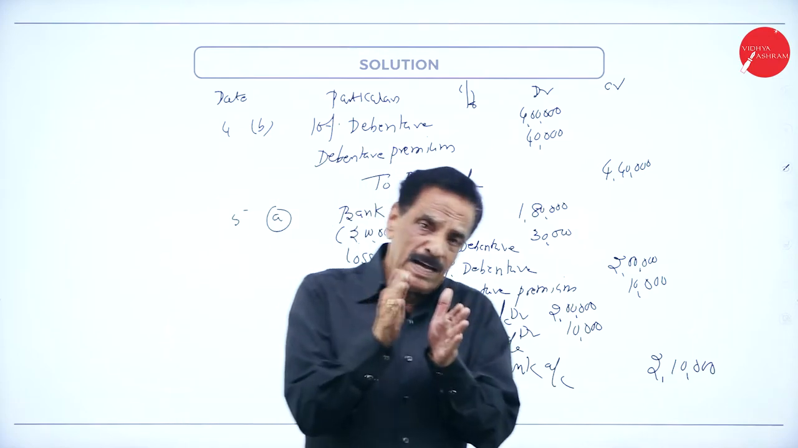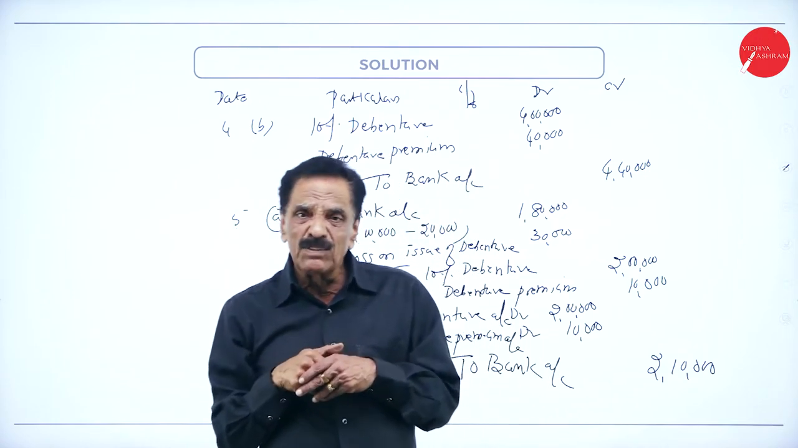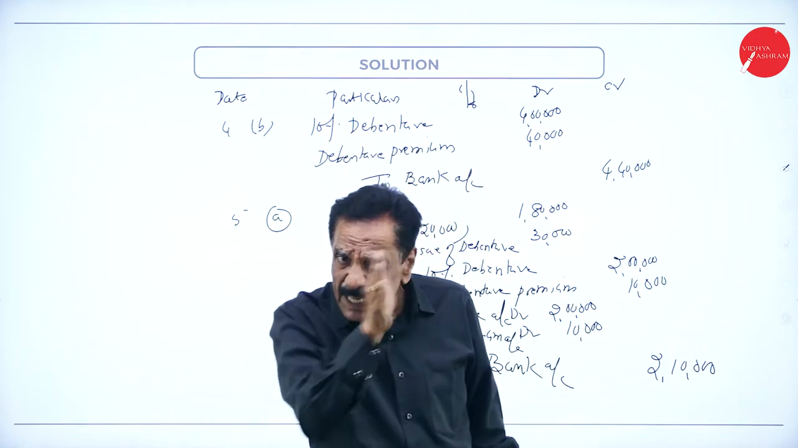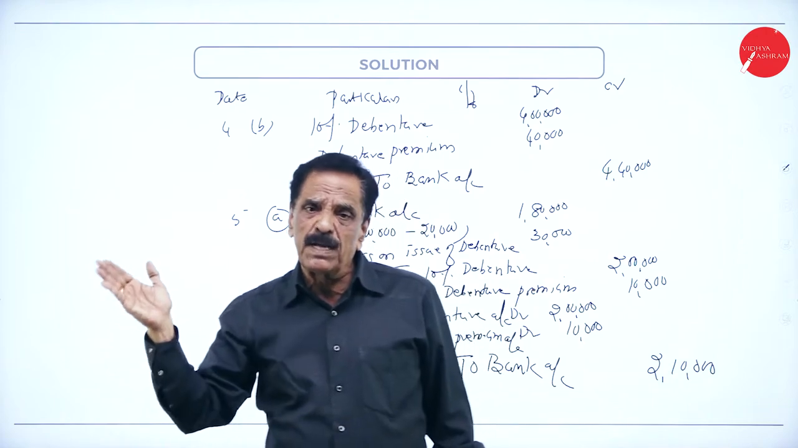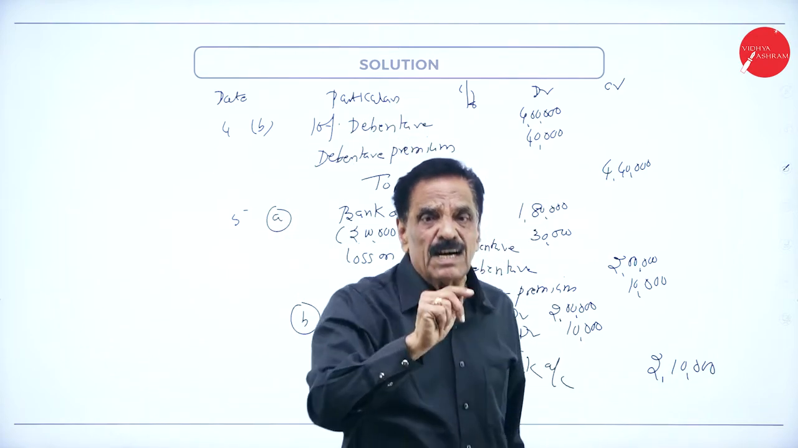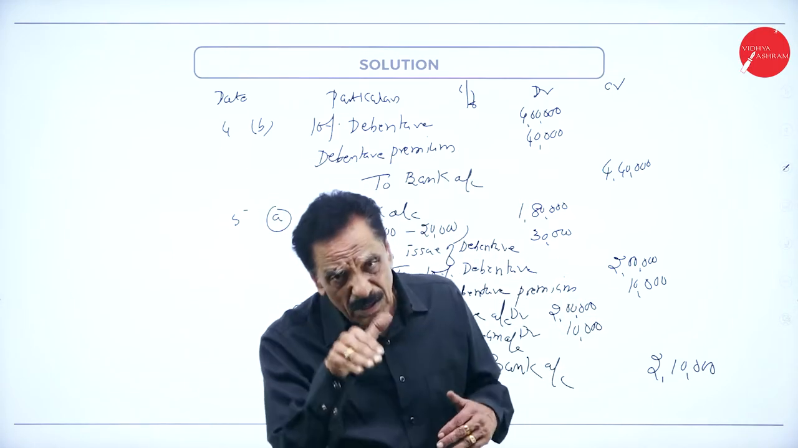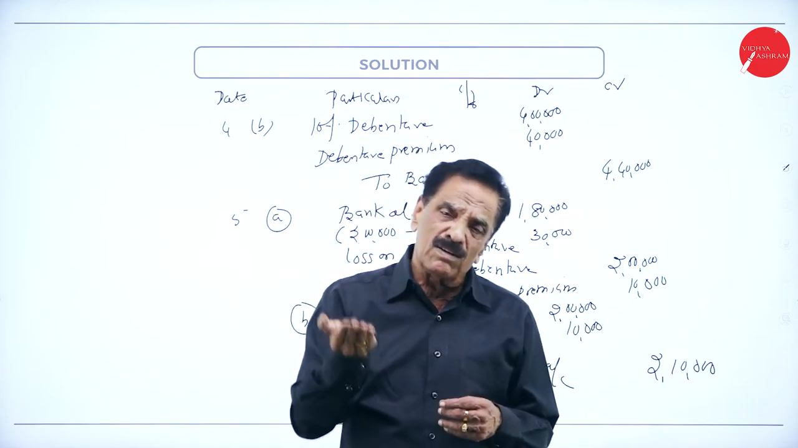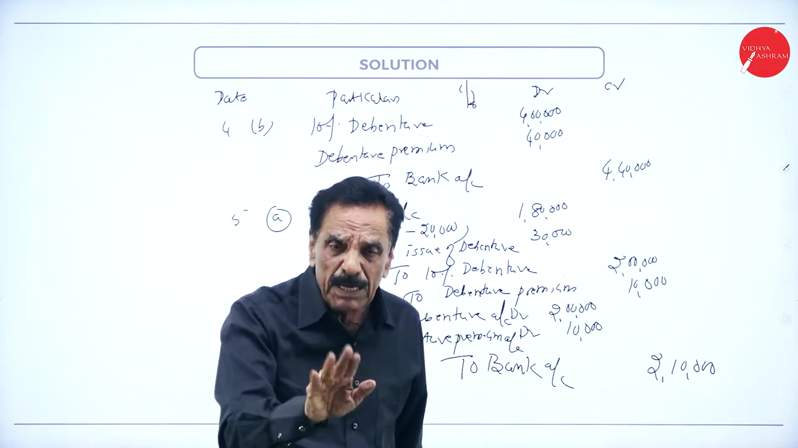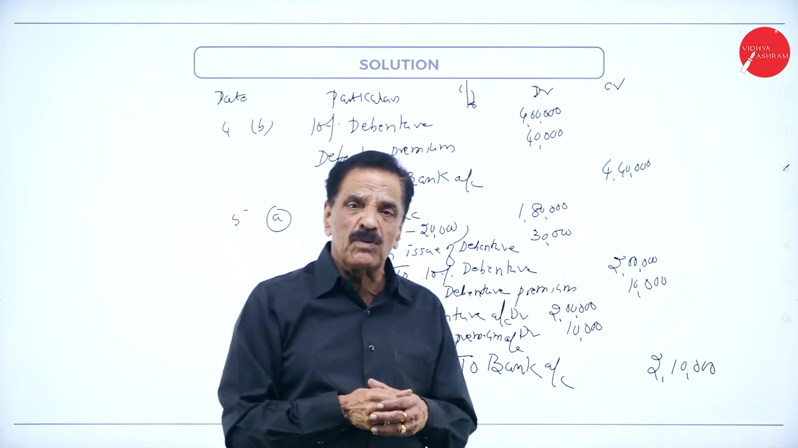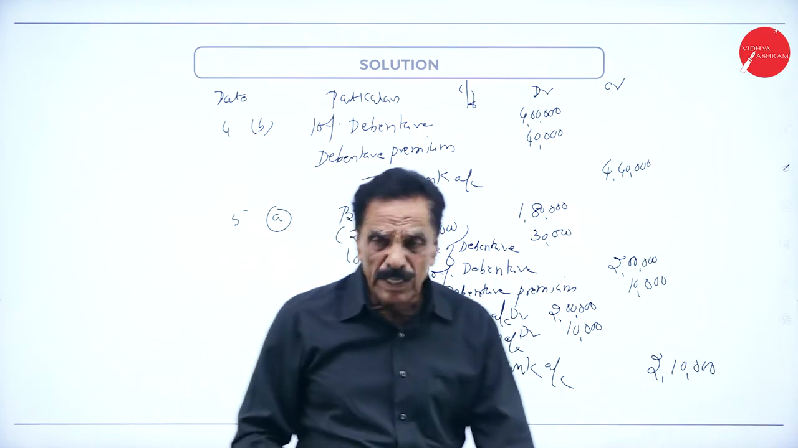Issued at 5% premium, redeemable at 10% premium: bank account debit to debenture account, to debenture premium account, and the payment entry. Issued at 5% discount, redeemable at a premium, you get a double loss: bank account debit, loss on issue of debenture account debit, to debenture account, to debenture premium account. For payment: debenture account debit, debenture premium account debit, to bank account. Hope you understand. Very simple entry, a definite question from the examination point of view. We'll move on to the next question now.